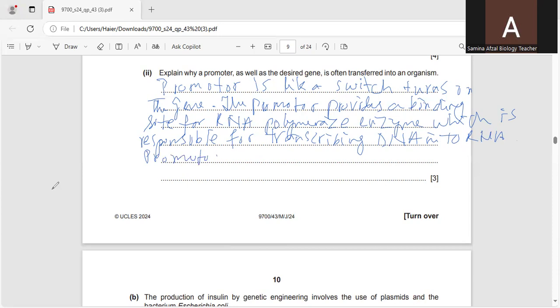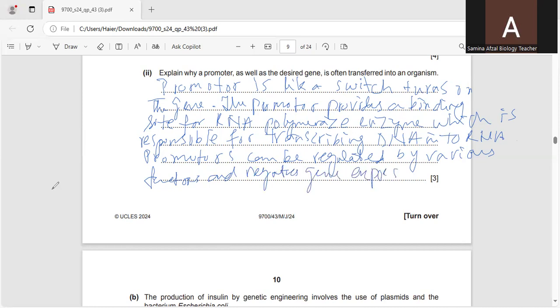Promoters can be regulated by various factors, and regulate the gene expression at the right time, by controlling the rate of transcription.